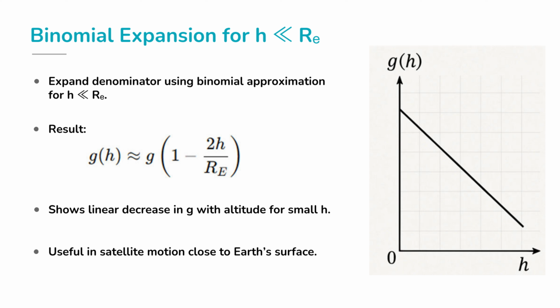Now let's zoom in. What if the height h is tiny compared to Earth's radius, say on top of a mountain or inside a tall skyscraper? In this case, we can simplify using the binomial expansion. The formula becomes g(h) is approximately g multiplied by (1 minus 2h divided by Re). This means for small heights, gravity decreases almost linearly with altitude.